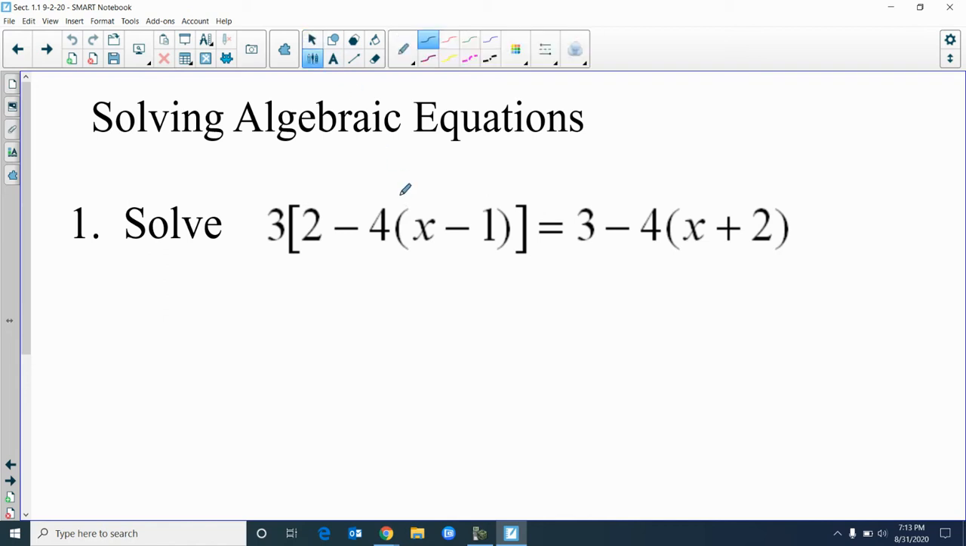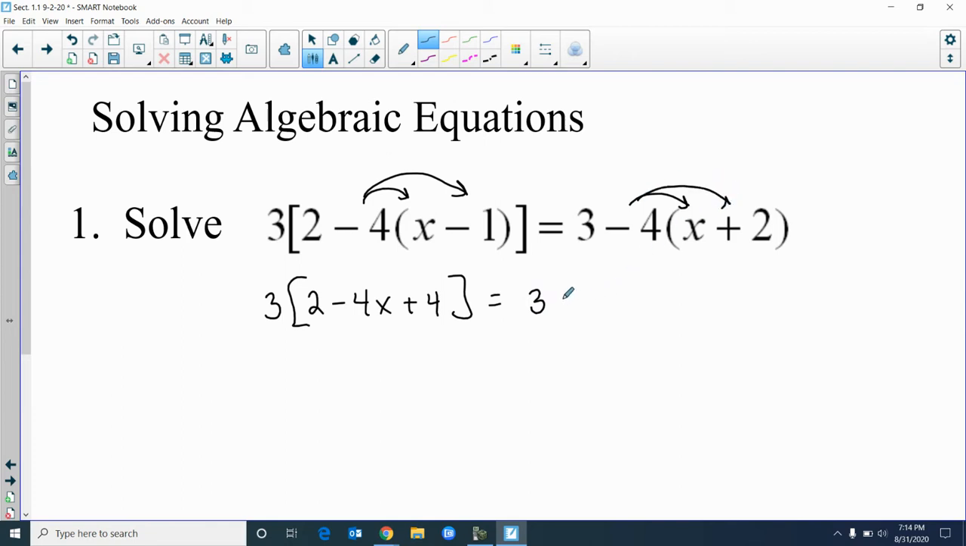So what I'm going to do is distribute that -4 inside here. So I get 3 times (2 minus 4x), and then -4 times -1 will give you +4. And this isn't going to affect anything over on the other side. So I'm going to go ahead and do this, and that's going to give me 3 minus 4x. -4 times 2 gives me -8.